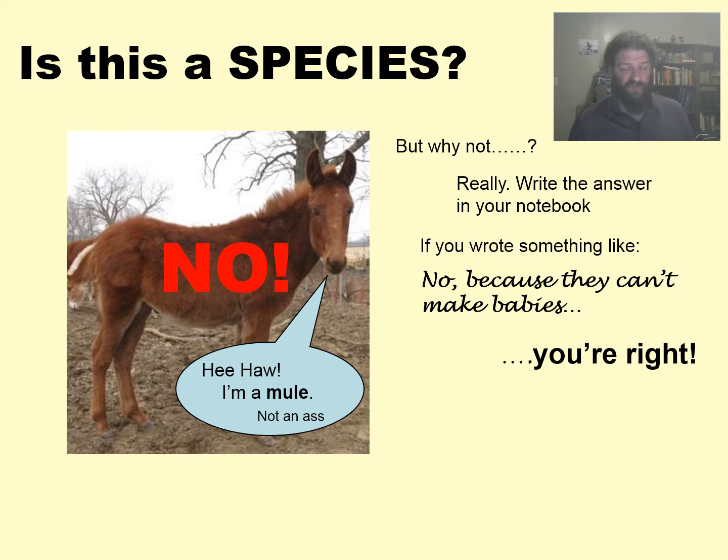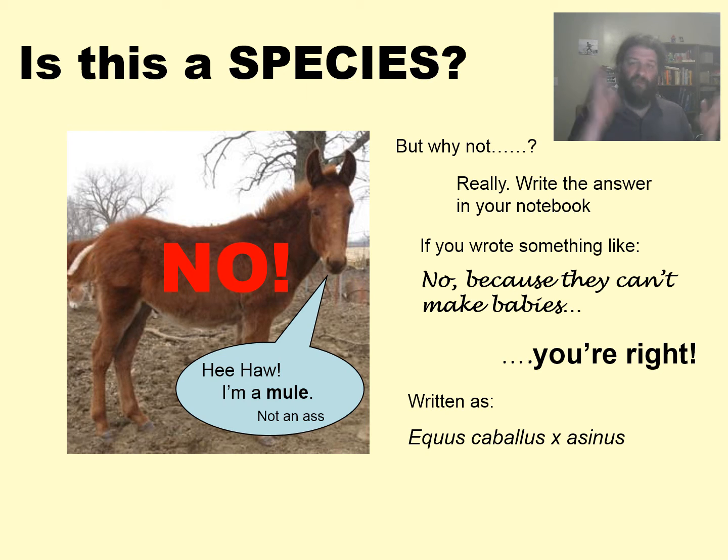Mules come from, well, you get a donkey that's feeling frisky and a horse that's feeling frisky, and you turn the lights down low and you place them together, and lo and behold, you can get a mule. That can only happen because the donkey and the horse are genetically similar enough that the sperm and the egg get together and can create an organism that can survive.